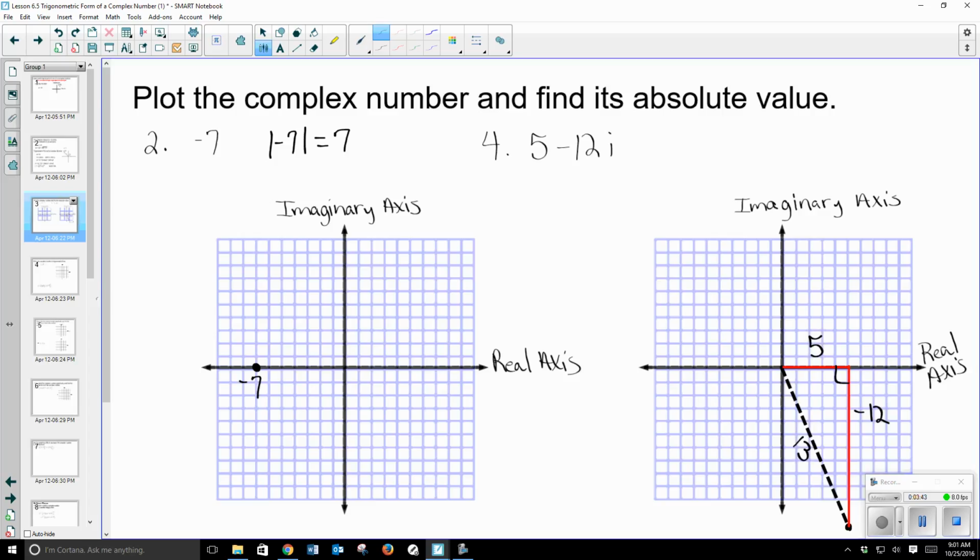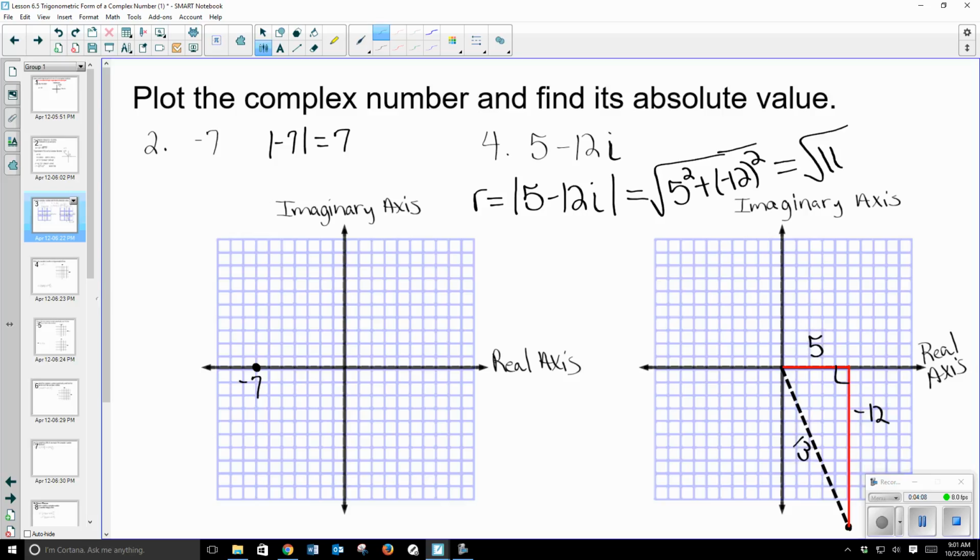But we'll do the absolute value. The absolute value of 5 minus 12i is equal to, that's also r, kind of like your radius, the square root of 5 squared plus -12 squared, which is the square root of 169. The square root of 169 is 13. So the absolute value is 13. The absolute value of that complex number would be r, which is the distance that complex number is from the origin.